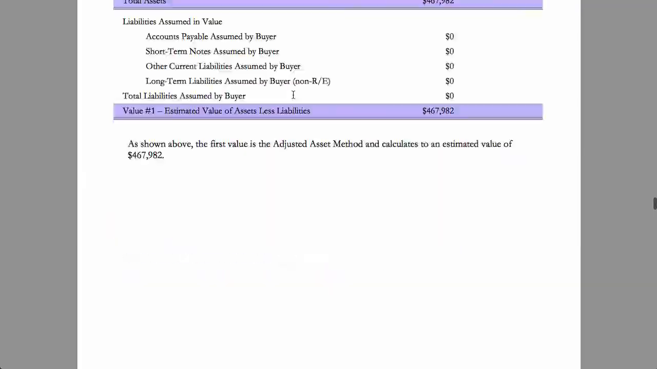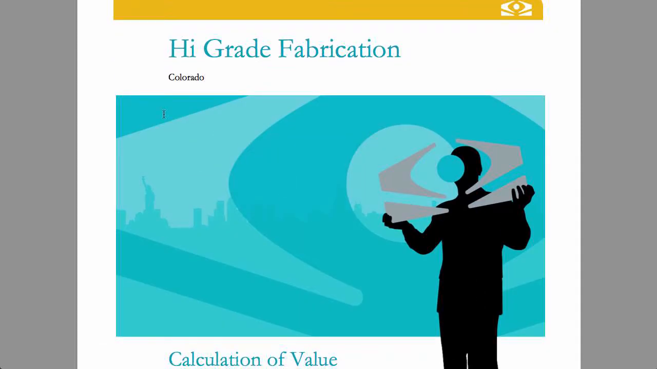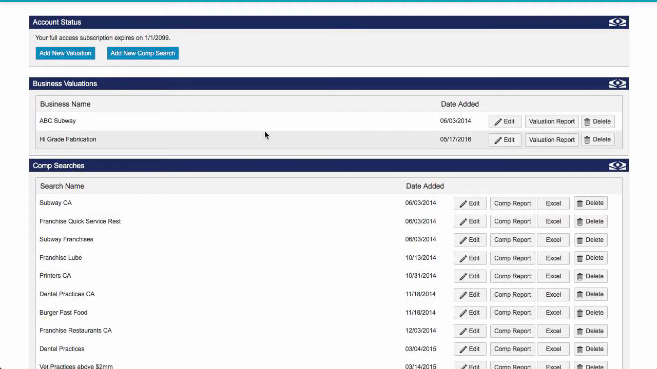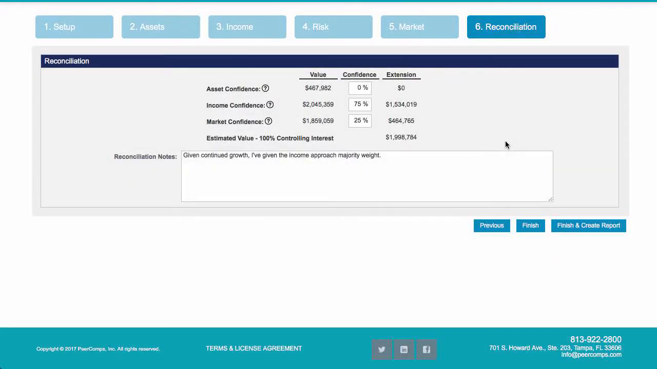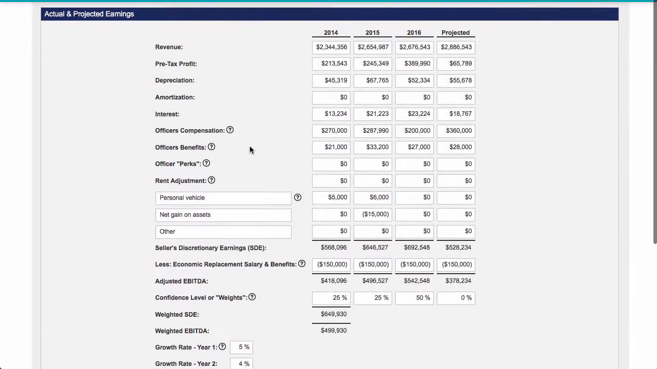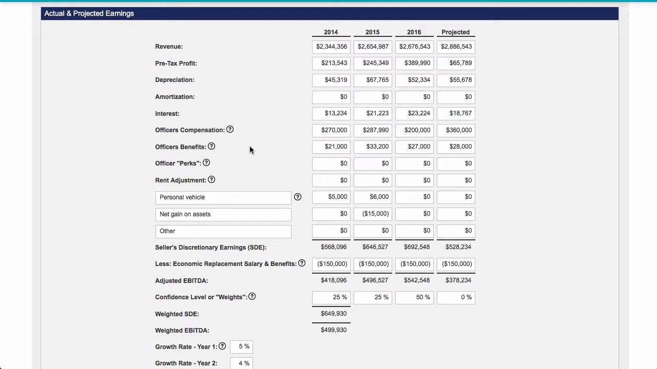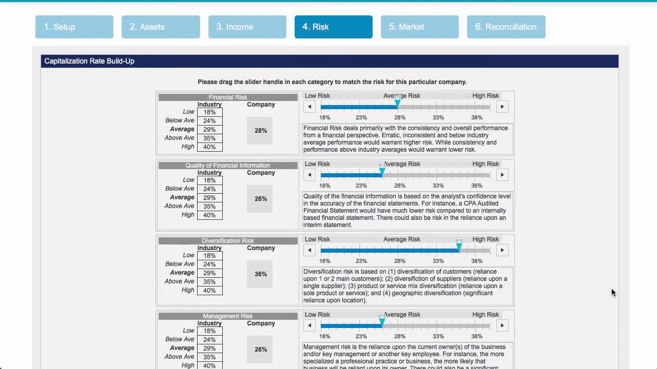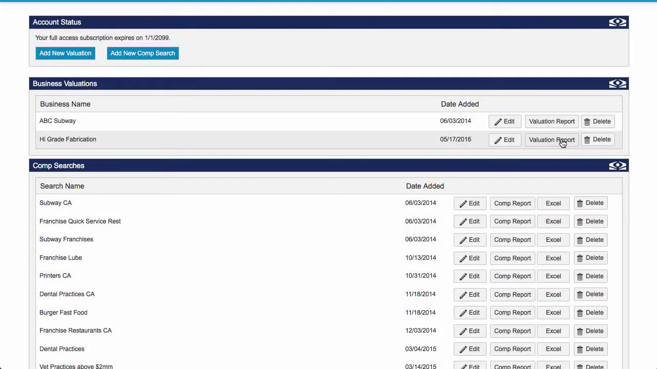If we, at that point, scroll to the first page, you can print, save, send it to a colleague. You're always going to have your dashboard back to edit. If you wanted to edit the report, you can always go back and edit. It'll take you to the last step that you ended, in this case, the reconciliation section. If you wanted to go back and edit the cash flow section and add some add backs, you can certainly do that. Anytime you add something in and you click next, it's going to go ahead and save that. And then you can always go back to your dashboard and reprint the report.